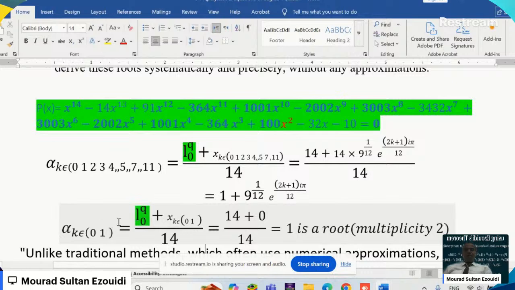Now the next two roots depend on xk. We said before x squared equals 0, meaning xk for k from 0 to 1 is 0. Therefore, L0 plus xk divided by 14: L0 is 14 and x0 is 0, a double root, divided by 14 is 1, a root of multiplicity 2.